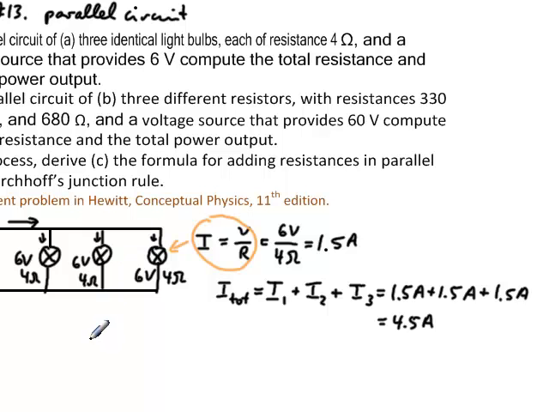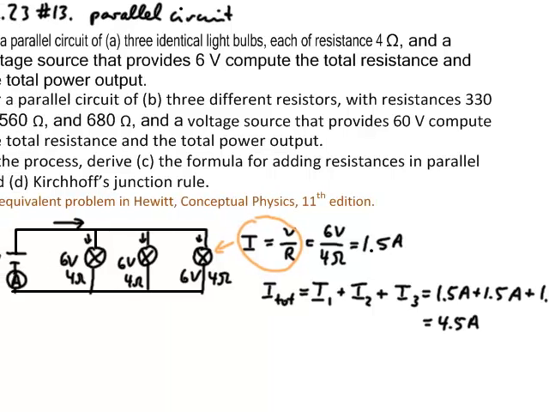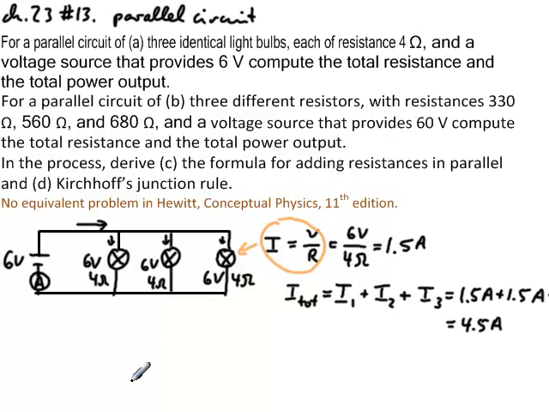So the total is 4.5 amps, and actually with that one we can determine right away what the total power is. The power is, of course, current times voltage. The total current is 4.5 amps, and the voltage is given as 6 volts, so the total power is 27 watts.